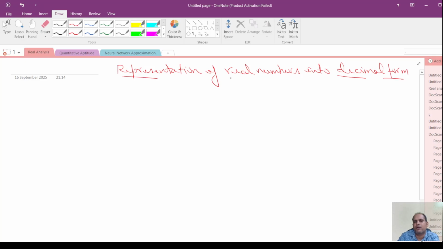Decimal form means we need to use the digits from 0 to 9. Using this, I need to do a representation of a real number into decimal form, and we will see that this representation is unique, again using the nested interval property. We will start from any x belonging to [0, 1], because once we know the decimal representation in [0, 1], we can add or subtract integers to get the representation of any other real number by translating it.